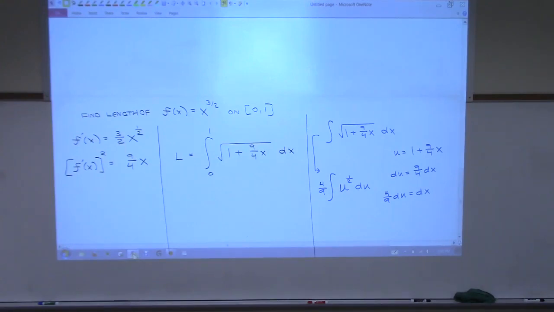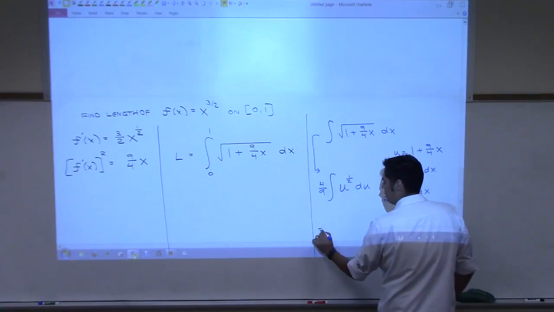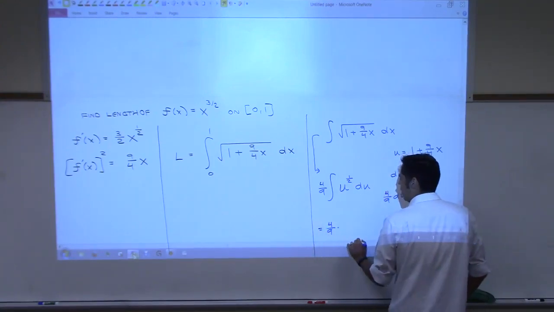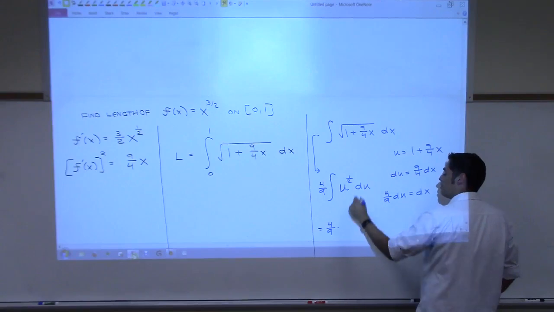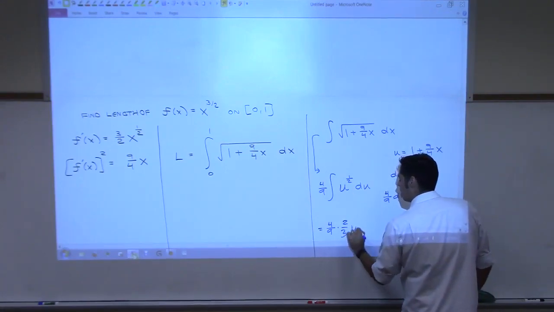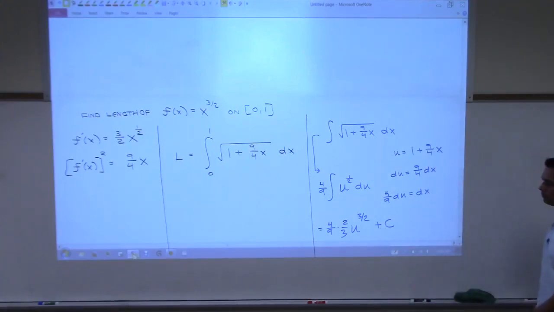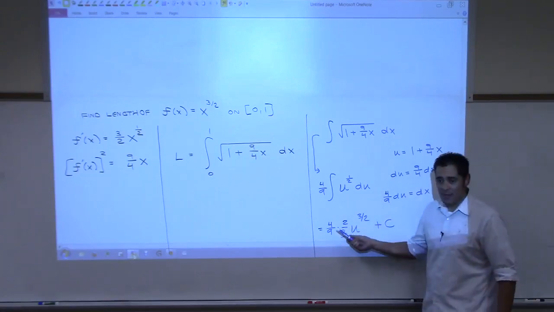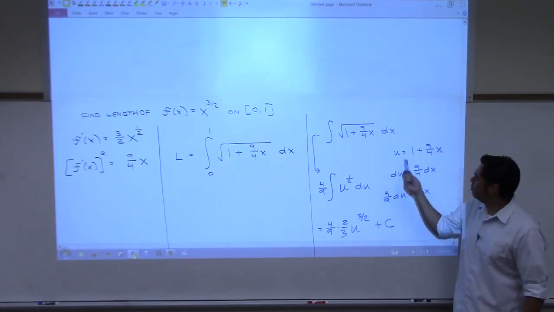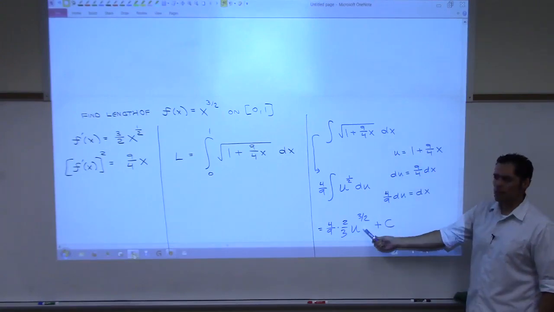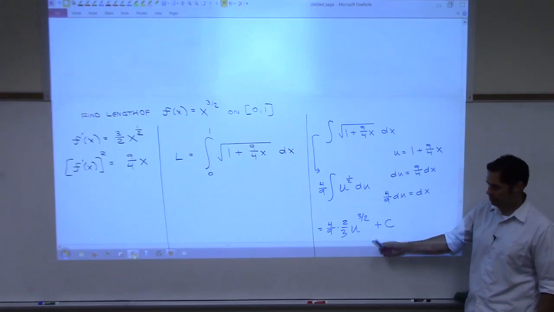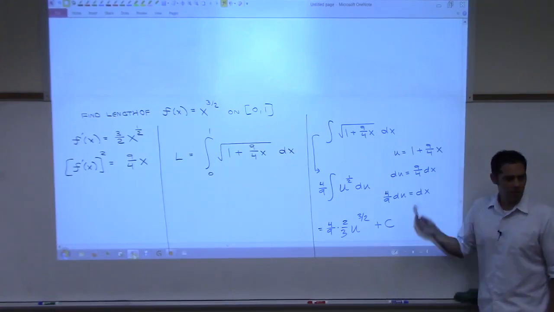And we can integrate that, power rule, right? So this will be 4/9 times, add 1 to that, we get 3 halves. So we put a 2/3 out front, u to the 3 halves, plus some constant. So it's looking like 8/27 u, which is all of this, to the 3 halves. Yeah? That's our antiderivative. Questions?